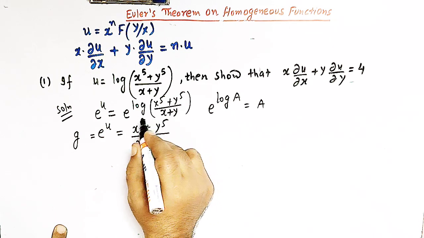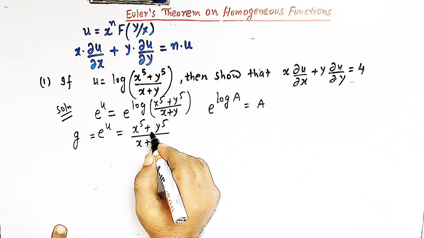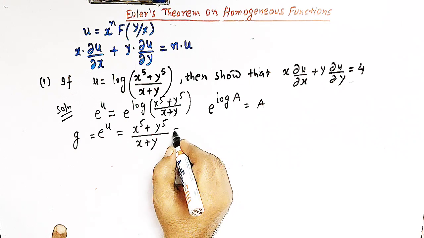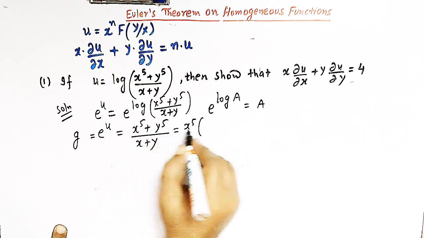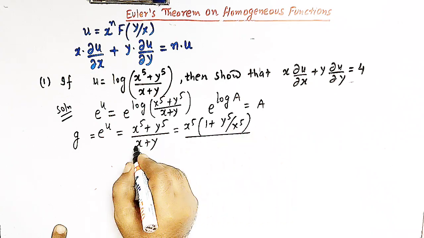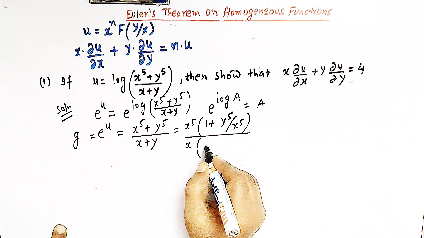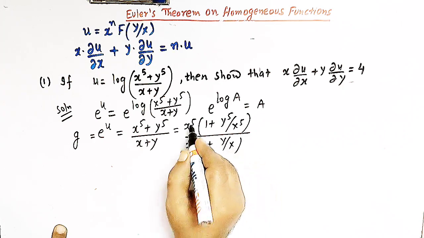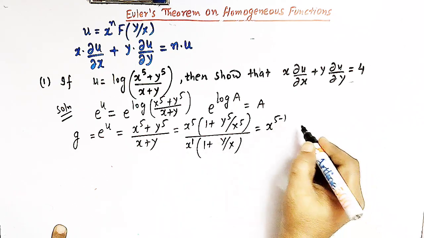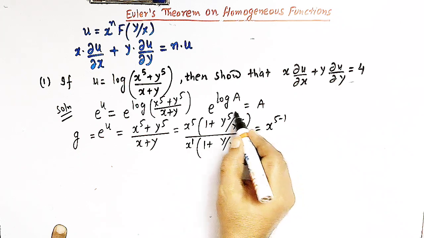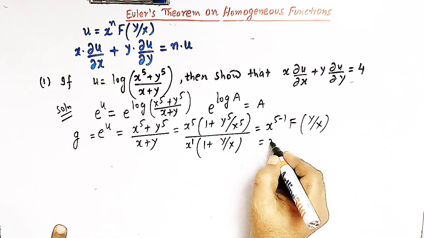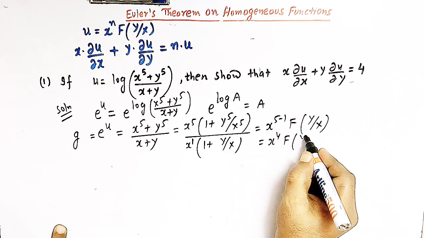Now let us show that this function is a homogeneous function of degree 4, as we have done in the previous examples. So let us take x^5 common in the numerator. We have 1 plus y^5 over x^5. And here in the denominator, let us take x common. We have 1 plus y over x. Now here we have x^1, this is x^5. So we have x^(5-1), and this function is a function of y over x. So here we have x^4 and f of y over x.